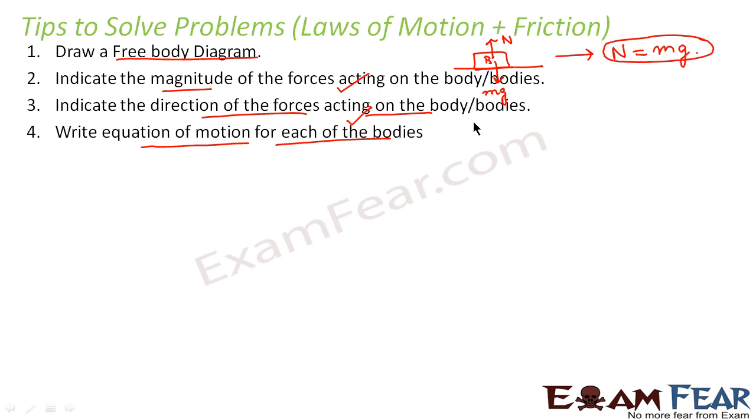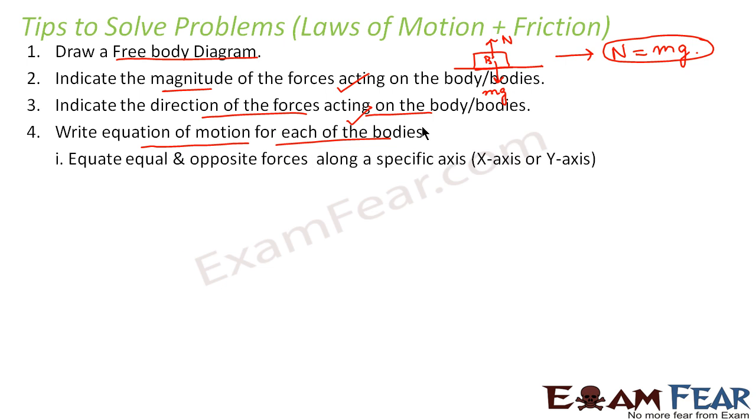So first we draw a free body diagram. We indicate the magnitude of the forces acting on the body. We also indicate the direction of the forces. Then we write the equation of motion for each of the bodies. Now equate equal and opposite forces along a specific axis, x-axis or y-axis. For example, this normal and this mg, they both are acting along y-axis.